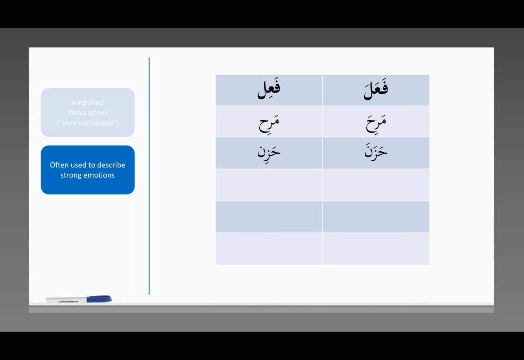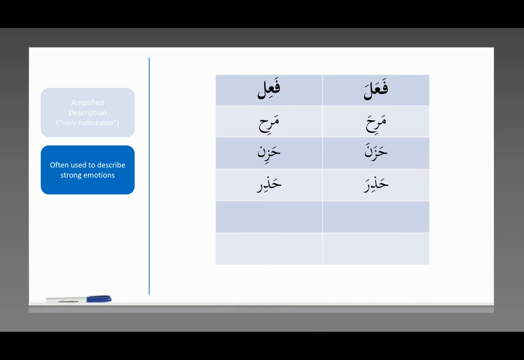On the opposite side of the spectrum, you get hazina. Hazina means he was sad. You can even say grieving. He was sad. That turns into hazin, which means sad, grieving. So again, when you see someone who's sad, it's immediate. You see the emotion in his face. And so it falls on the fa'eel pattern.